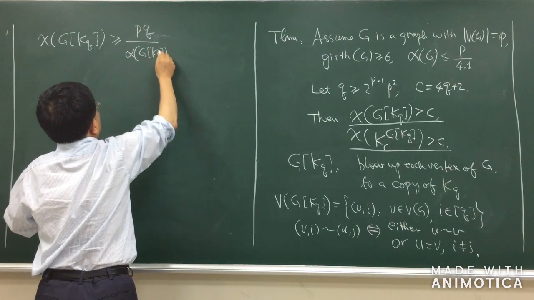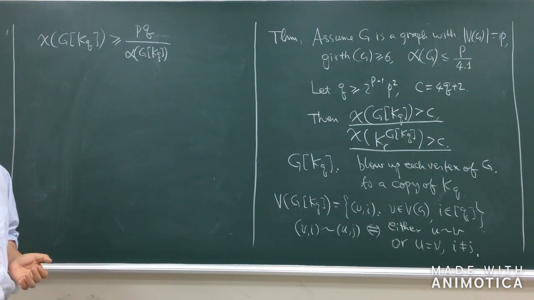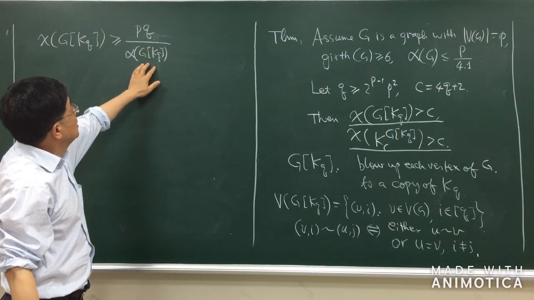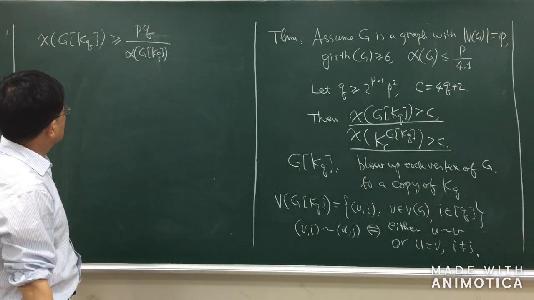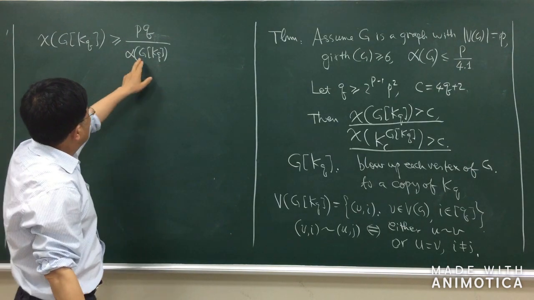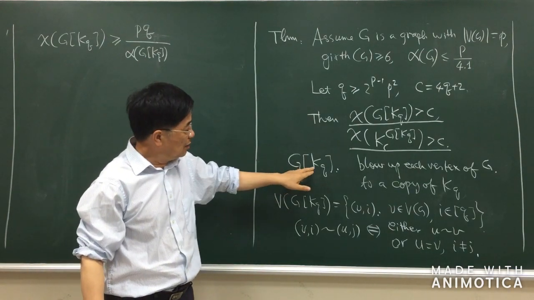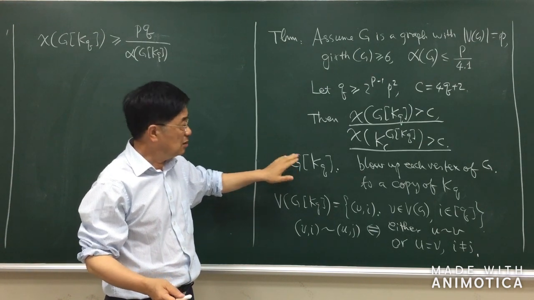Right? Because each color class is going to be an independent set, and therefore each color class contains at most these many vertices. So you need at least that many colors. So the chromatic number is at least this big. But the independence number of this graph, you blow up each vertex of G into a clique, and the independence number does not change. So it is still alpha G.